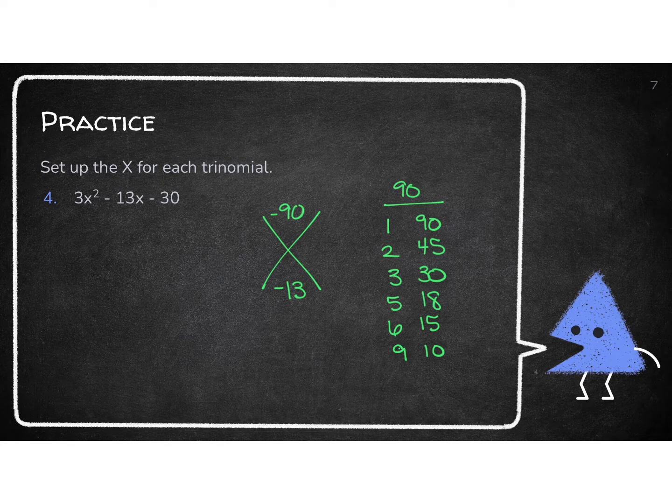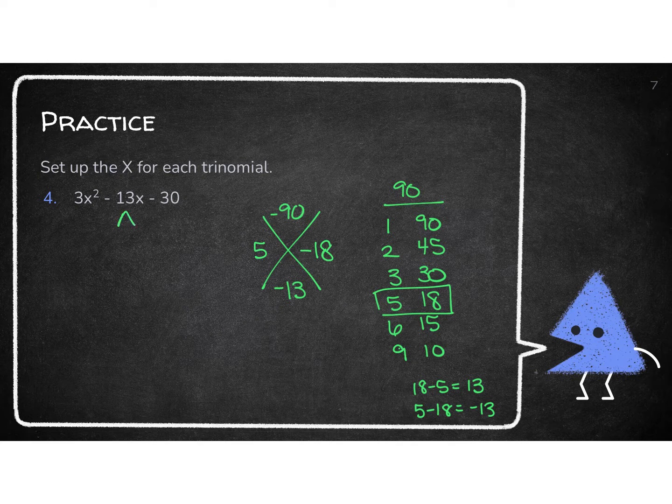So when I'm looking at this, I want to add or subtract to 13. And I should add or subtract to a negative 13. So I know that when I look here, if I do 18 minus 5, I'm going to get a positive 13, but I want negative 13. So I'm going to do 5 minus 18, and that's going to give me my negative 13 I want. So I have a 5 and a negative 18.